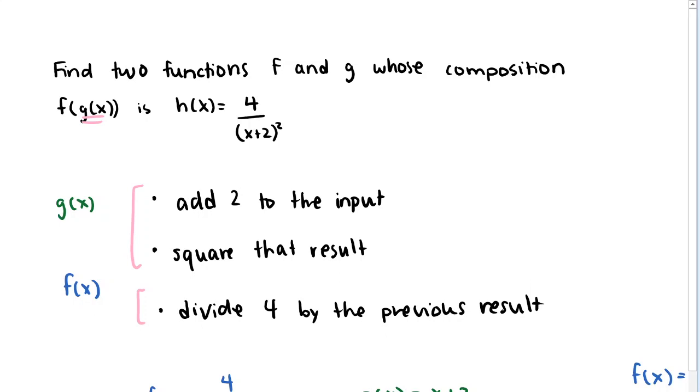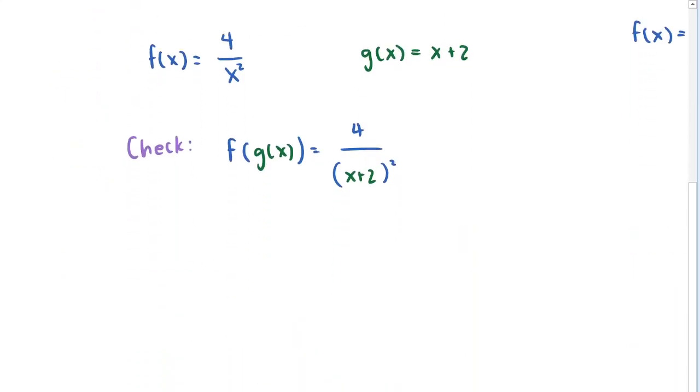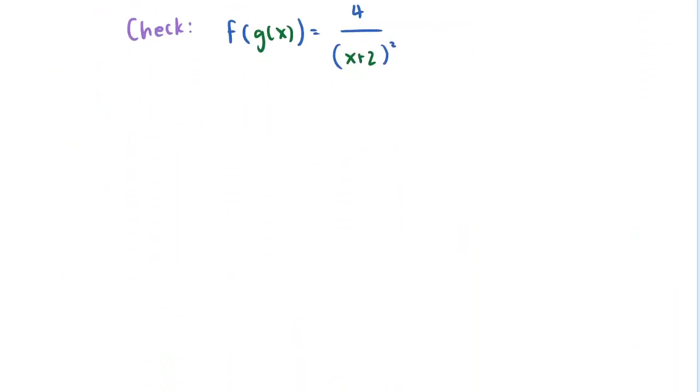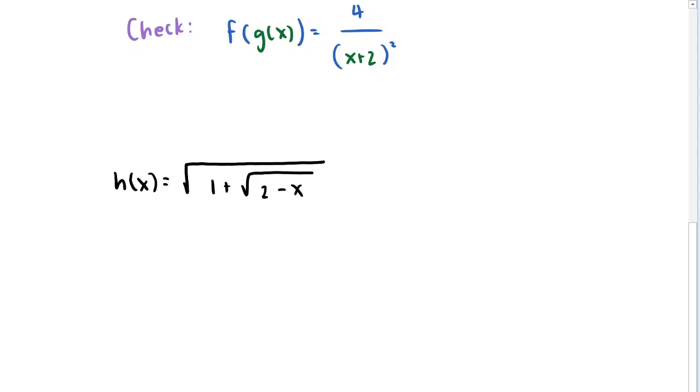Okay, so I'd like to go over a few more examples just to really practice this idea. So let's take h of x is equal to the square root of 1 plus the square root of 2 minus x. So can you think of a way to decompose this h of x function into two different functions?